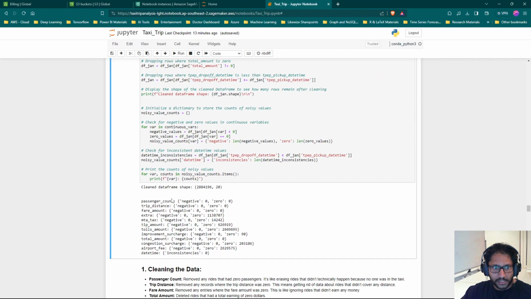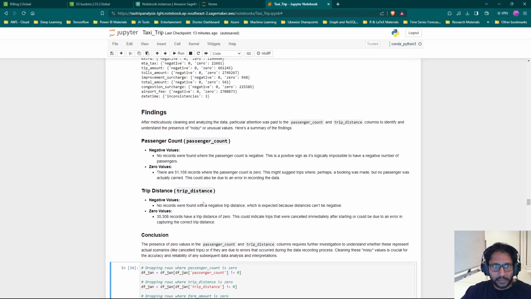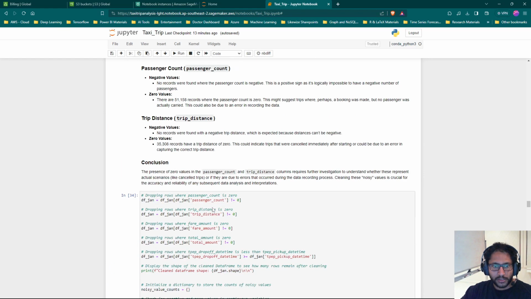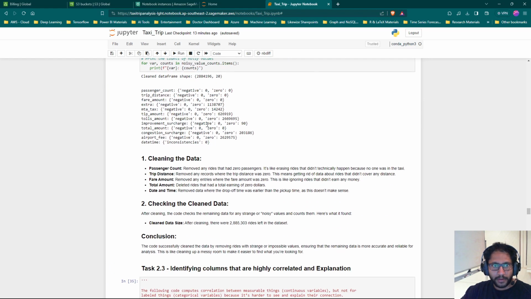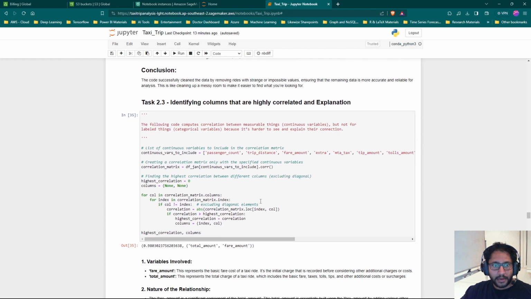So I can see the passenger count, I've dropped it, so there's not much there, and trip distance also not much there, fare amount is not much, and I can also see the total amount. Also in date time, there were some inconsistencies above, so I'm dropping them, so there's no inconsistency. So now I pretty much have cleansed data.